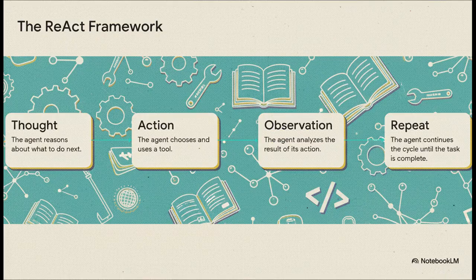So how does it think? Well, a lot of these agents use a framework called ReAct, which is short for reasoning and acting. And it's this continuous loop. The AI has a thought, like, okay, I need to figure out the current weather in Paris. It then takes an action, like choosing the Weather API tool. It gets a result back, that's the observation, and it uses that new info to form its next thought. It just keeps repeating this cycle over and over until the job is done.